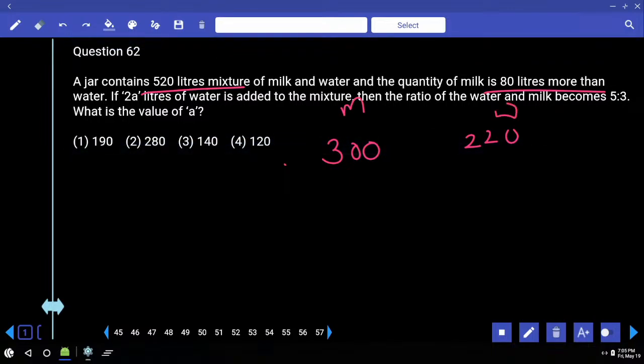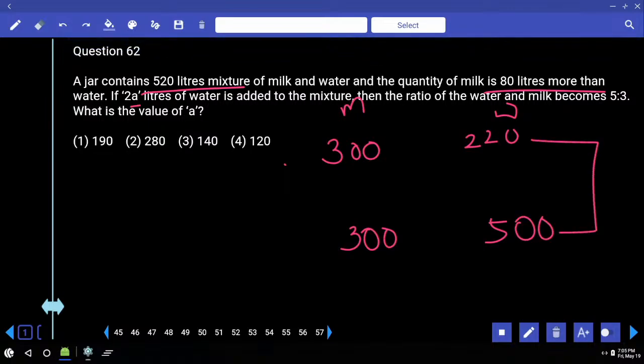Now 2a liters of water is added to the mixture, then the ratio of water and milk becomes 5:3. Water 5, milk 3. Understood? So here we added only water. Milk is not disturbed. So it should be 300 only. Then it will become 500. That is 280 liters of water is added, which is equal to 2a. 2a equal to 280, a equal to 140.